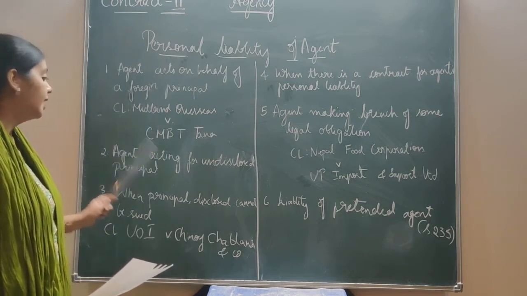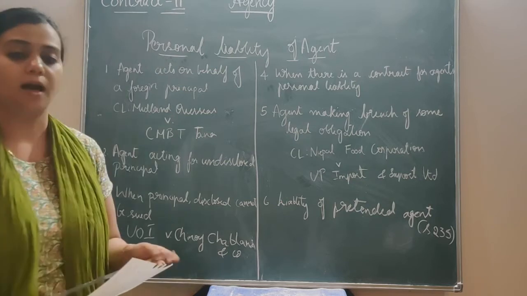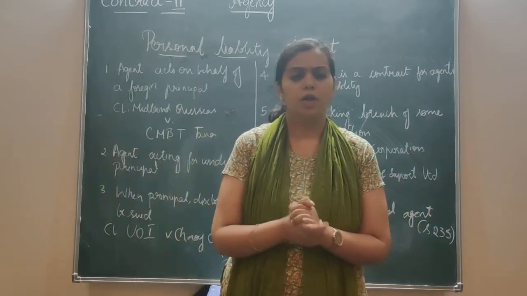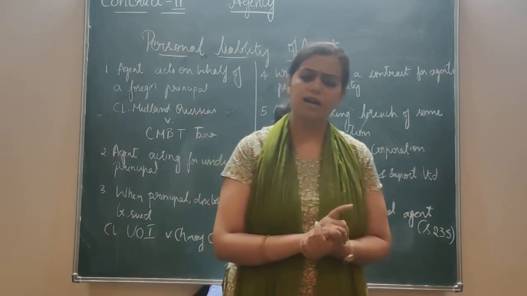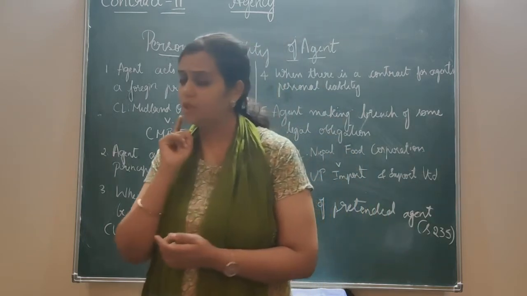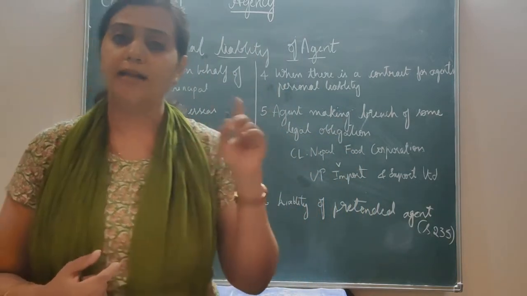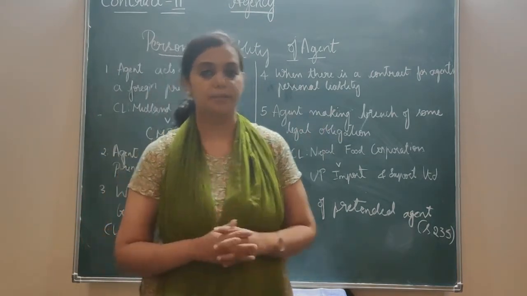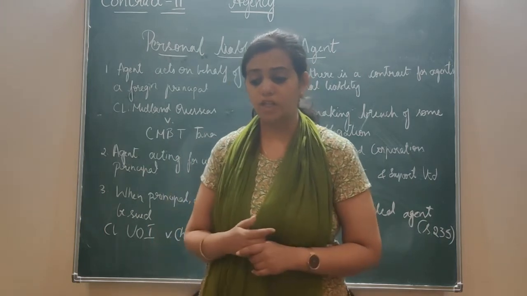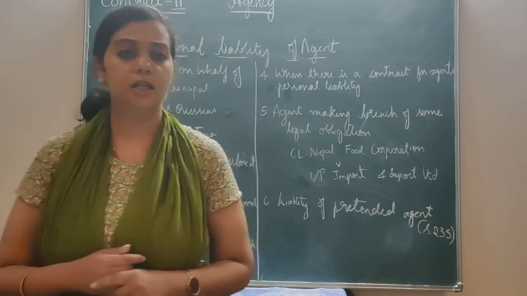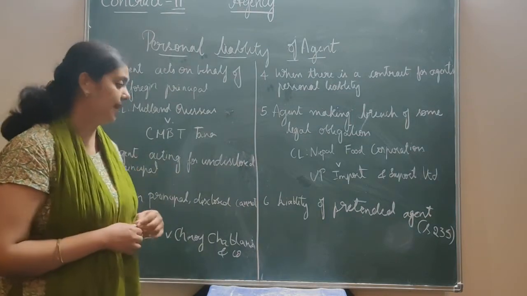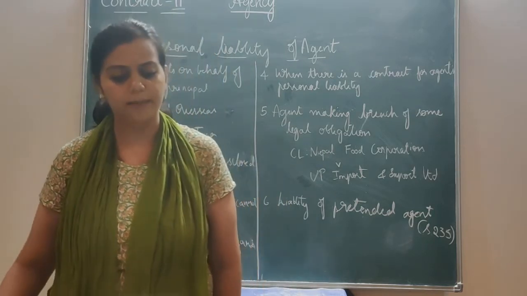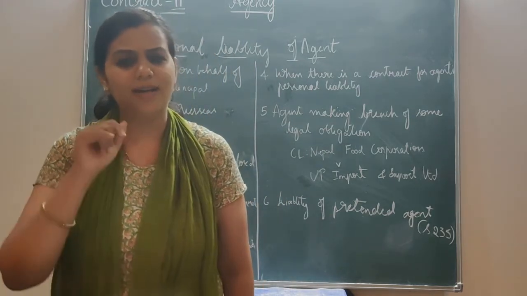The second one is agent acting for undisclosed principal. We had discussed this. It was a duty of the agent not to enter into a contract on his own account. From his own name, he should not enter any contracts. He has to always clearly say that he is the agent working on behalf of his principal. So now the question is, if he enters into a contract and does not disclose that he is the agent of this person, what happens? How can he bind the contract with a third person?